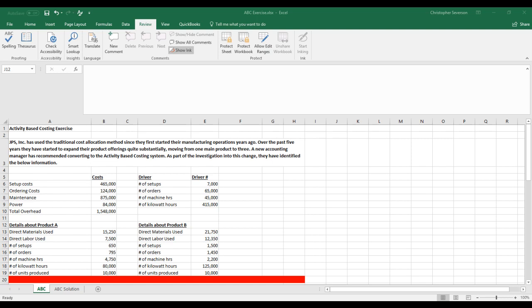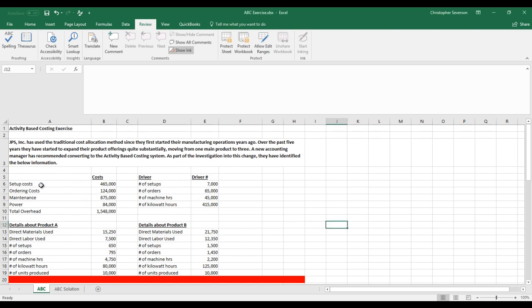So if you look through just the overview to this problem, we see that we have a company that has been using the traditional cost allocation method since they started, and now that they have expanded their product offerings, they've become more complex, they're considering moving to an activity-based costing system. So that's a pretty common approach to how a company even considers moving to activity-based costing. So what happens here in this particular situation is they give us the following data to start with.